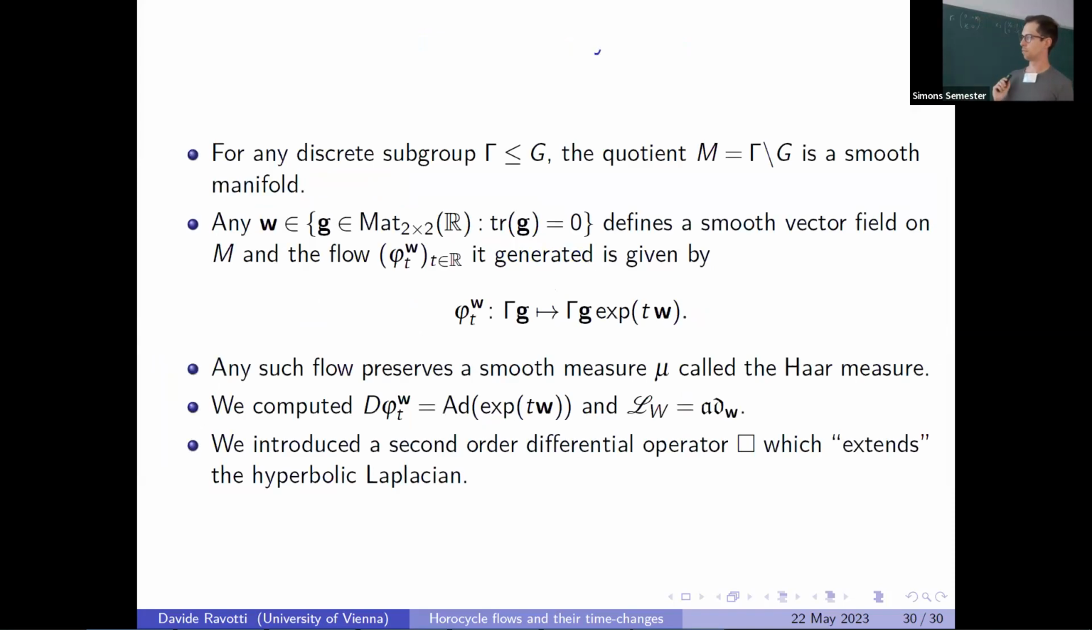Okay, so this is all for the preliminaries, and now we can start our investigation of the horocycle flow. So if there are questions, this is an excellent moment for them.